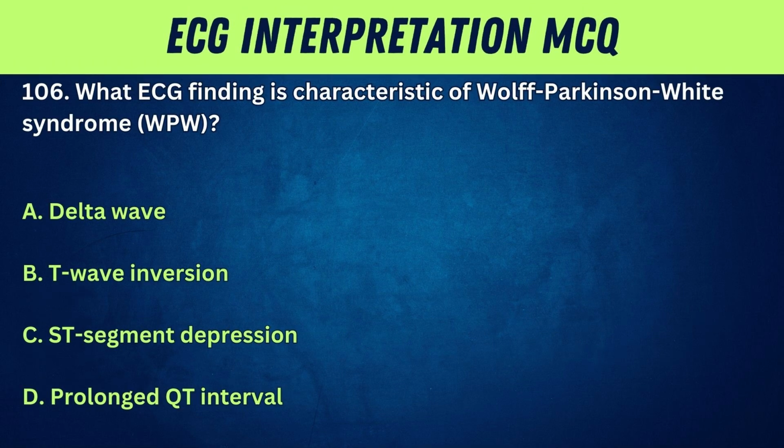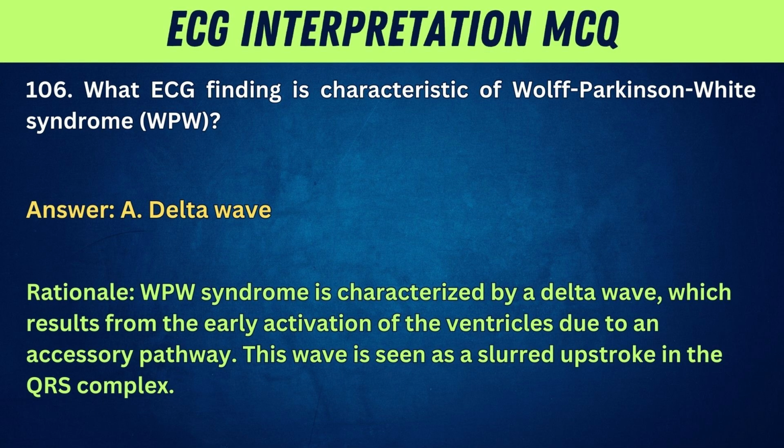106. What ECG finding is characteristic of Wolff-Parkinson-White syndrome, WPW? A. Delta wave. B. T wave inversion. C. ST segment depression. D. Prolonged QT interval. Answer. A. Delta wave. Rationale. WPW syndrome is characterized by a delta wave, which results from the early activation of the ventricles due to an accessory pathway. This wave is seen as a slurred upstroke in the QRS complex.